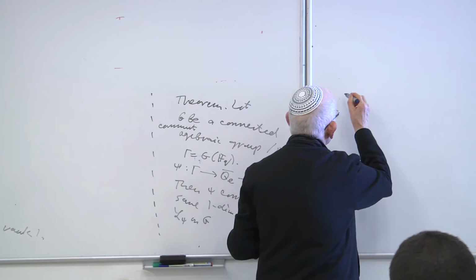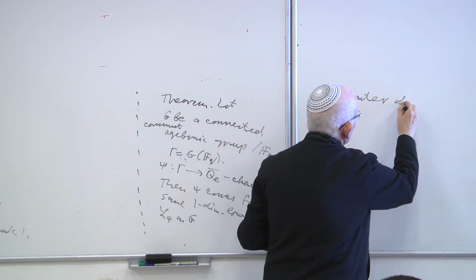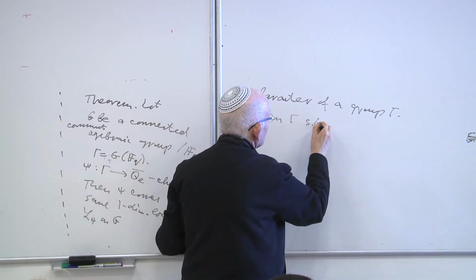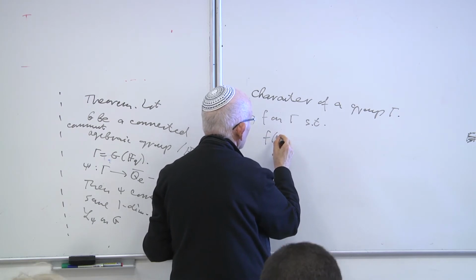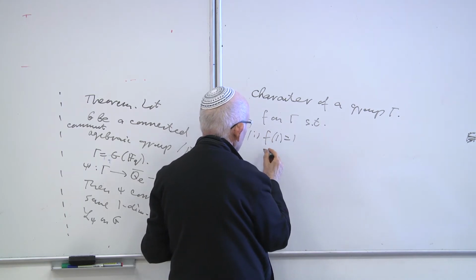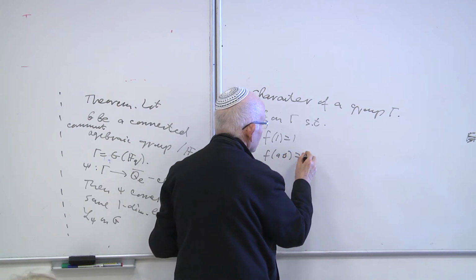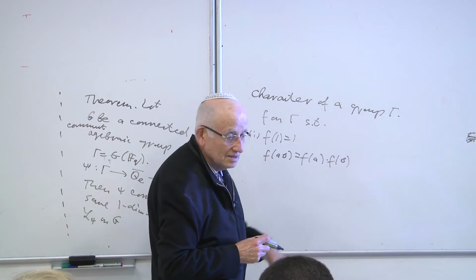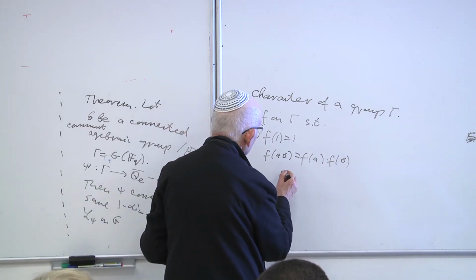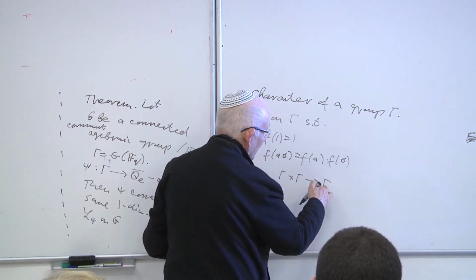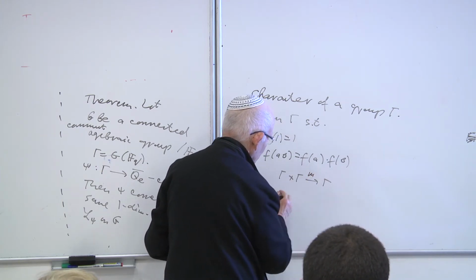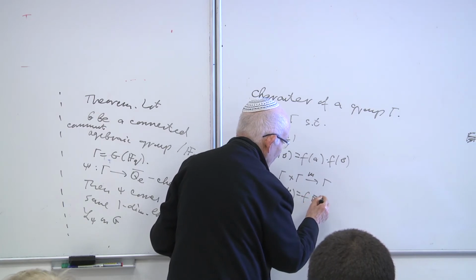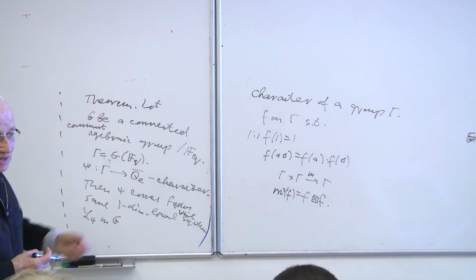Because let's recall what a character of a group gamma is. It's a function on gamma such that it satisfies the following conditions. First of all, f of 1 is equal to 1. And second, f of AB is equal to f of A times f of B. So now let's write this. What does it mean? It means that you have a morphism gamma cross gamma into gamma, which is multiplication m, and you state that m star of f is equal to f tensor f. Just the same thing written differently.